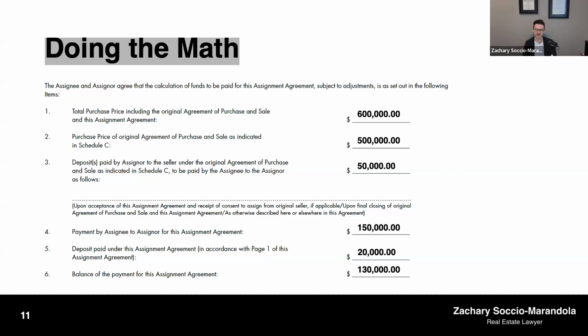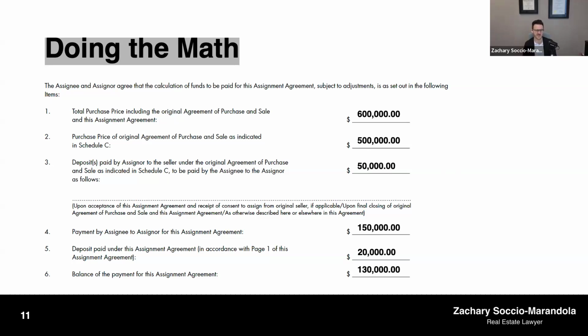And what this is stipulating is that reimbursement deposit. So the reimbursement of the original deposit paid by the assigner. This is stipulating when this is to be paid. So the most common scenario I see is this first one. So it's upon acceptance of this agreement and receipt of consent to assign from the original seller.